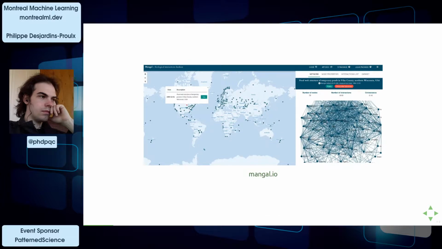Here's an example of a food web from mangal.io. On the right side, we see the food web. Each node represents a species. Lines between nodes represent interactions. We have 79 species and more than 1,000 known interactions. But of course, many interactions are missing, plus this is not a static network. Things will be different, new species arrive and some leave.